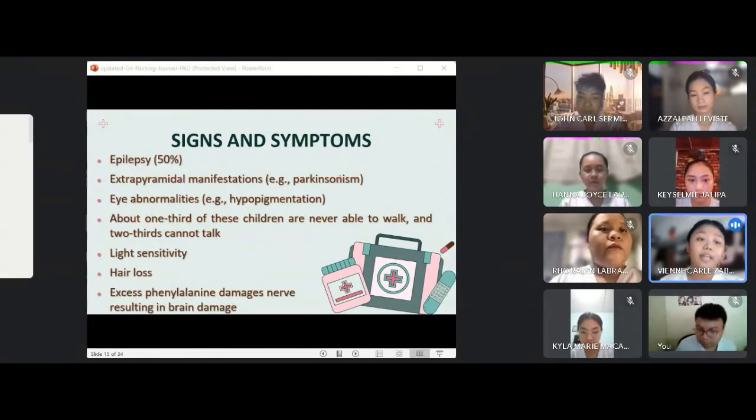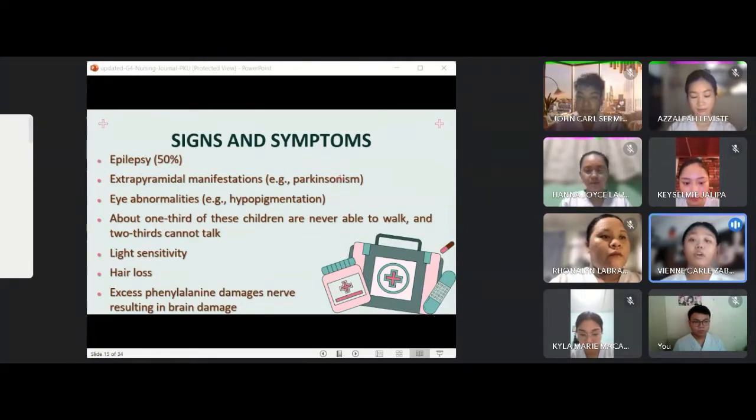Then next is epilepsy, a disorder of PHE metabolism that frequently results if a low PHE diet was not implemented at birth. Next, the extrapyramidal manifestation or Parkinsonism. This is a brain disorder with inability to sit still, involuntary muscle movements, or uncontrollable movements such as shaking, stiffening, difficulty in balancing and coordinating, stiffness of muscles, and involuntary facial movements.